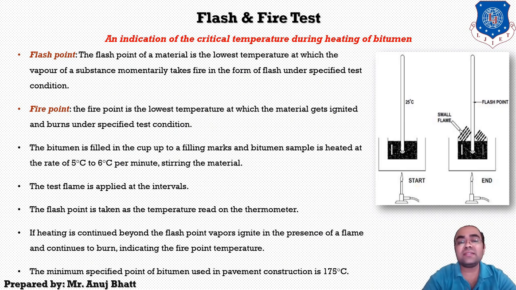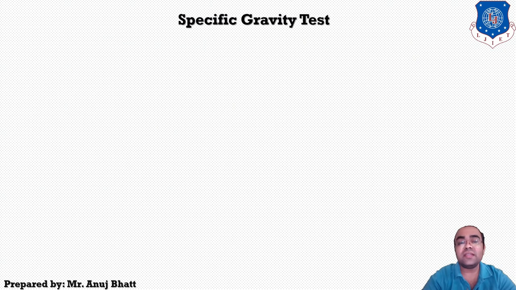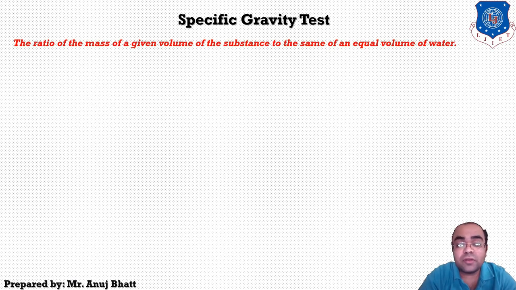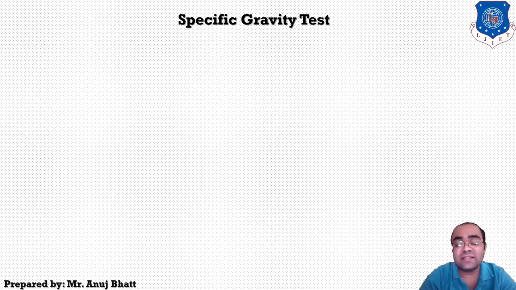Now let's talk about the next test, that is the specific gravity test. The density of a bituminous binder is a fundamental property frequently used as an aid to classify the binders for use in paving jobs. In most applications, the bitumen is weighed, but finally, when it is used with the aggregate system, the bitumen content is converted on a volume basis using the density values.